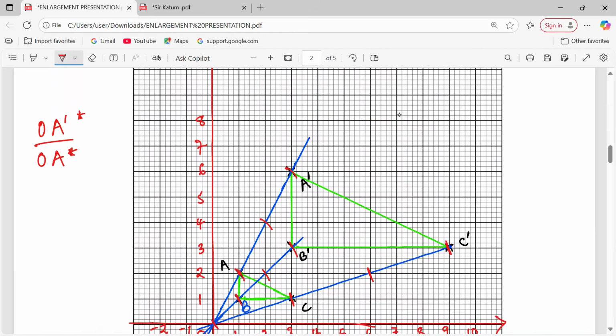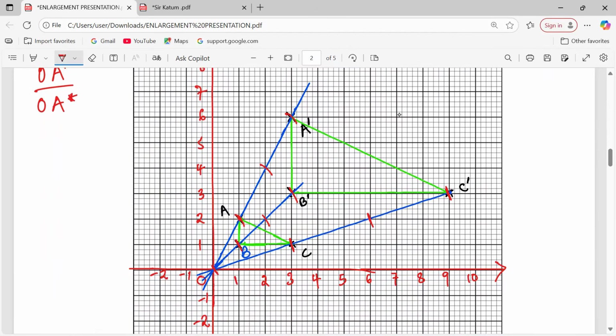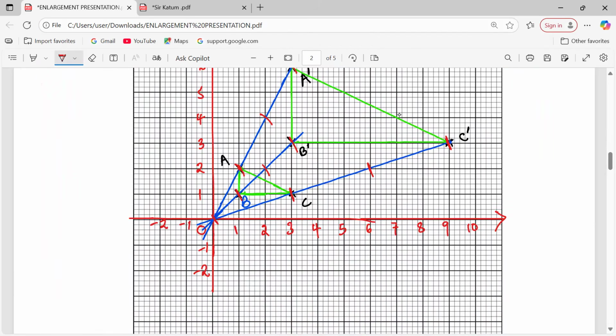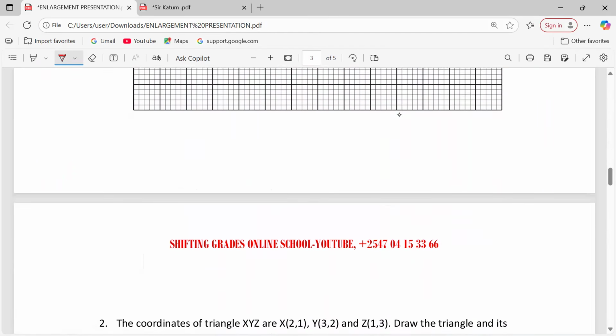Then we concluded that, look at this. We've concluded that the scale factor is positive because of one reason. After plotting the two triangles, you see the second triangle is here and the first one was here. Then the center of enlargement is the coordinate 0, 0, the origin. So with origin as the center, the first triangle and the second triangle are on the same side. So they are on the same side of the center of enlargement, and that makes the scale factor positive.